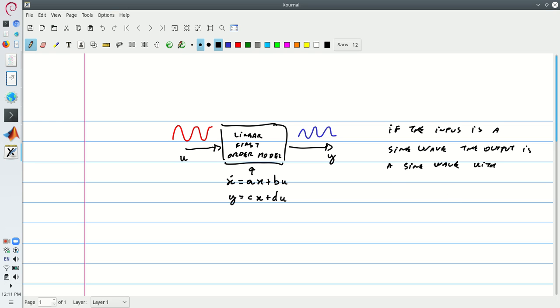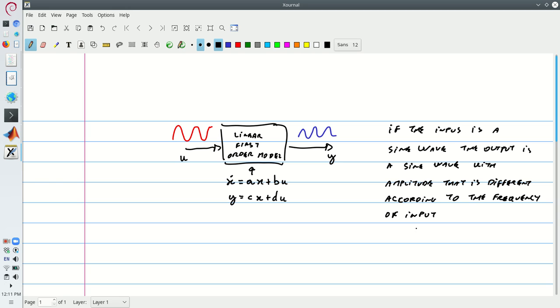with amplitude that is different according to the frequency of the input. This is what I'd say is the most important property from a qualitative perspective of what we saw last time.